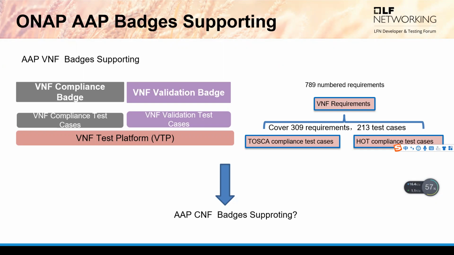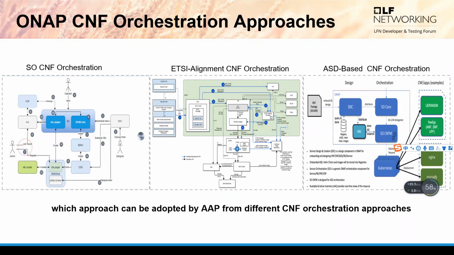From the CNF perspective, we need to identify how ONAP supports the CNF workload badge. From my understanding, there are at least 3 CNF orchestration paths in ONAP. One is the SO CNF orchestration path. The other is the ETSI alignment CNF orchestration path. And from the Jakarta release, there is a new path called the ASD-based CNF orchestration path.